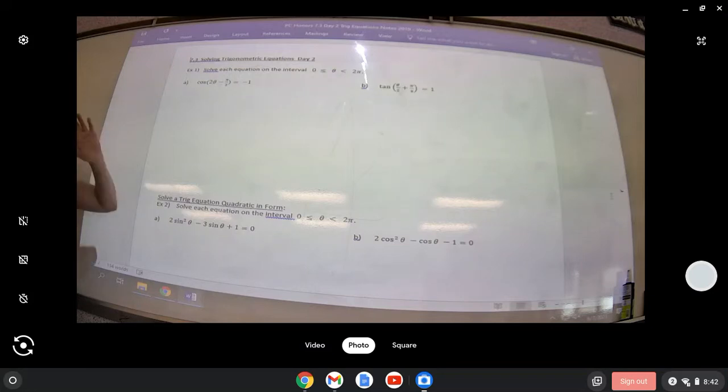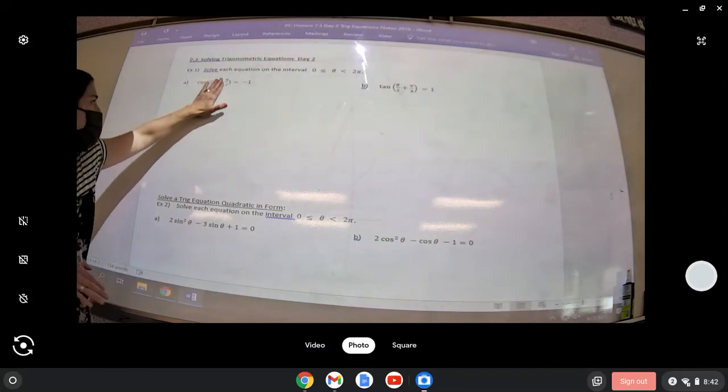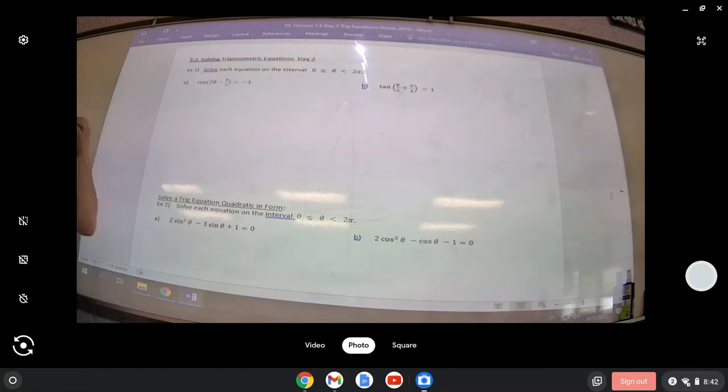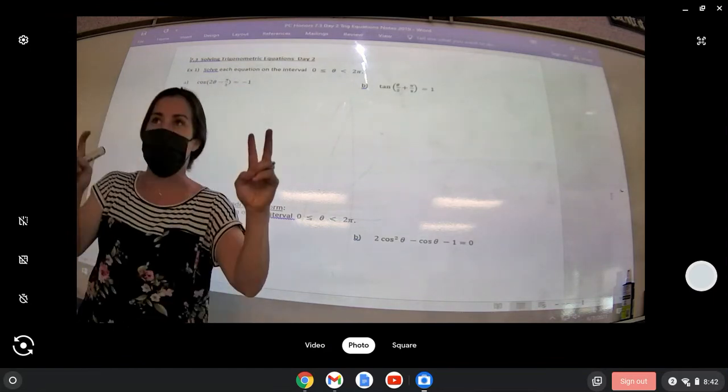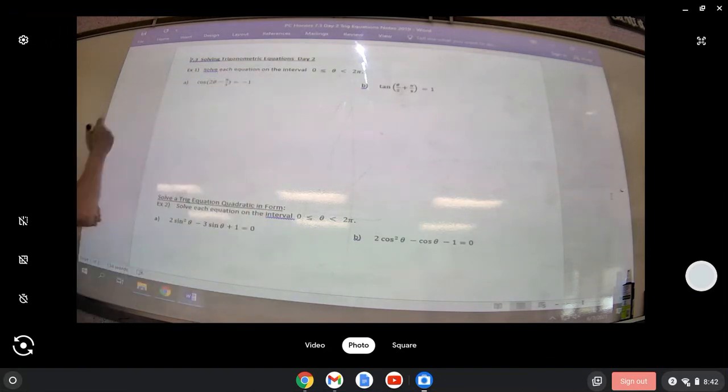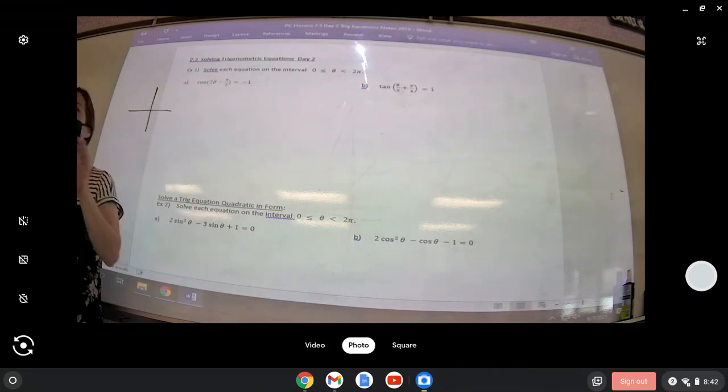All right, here we go. So let's get cosine by itself. Well, guys, it's the cosine of this equals -1. So cosine is by itself. So that part's done. Now we're going to fake solve it. Pretend that it just said cosine theta equals -1. All right, well, what angles make this true? If this was just cosine theta equals -1.